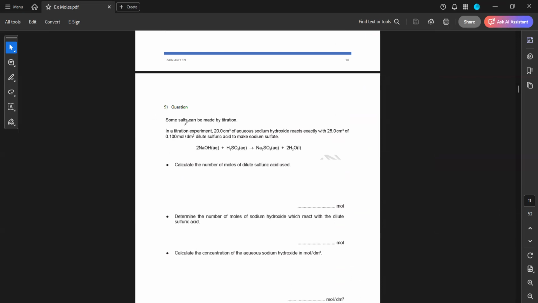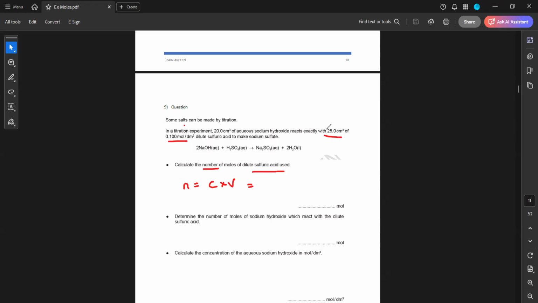Some salts can be made by titration. In a titration experiment, 20 cm cube of sodium hydroxide reacts exactly with 25 cm cube of 0.1 mole per dm cube sulfuric acid. Calculate the number of moles of sulfuric acid. So how do we get the number of moles of sulfuric acid? Moles is equal to concentration times the volume.